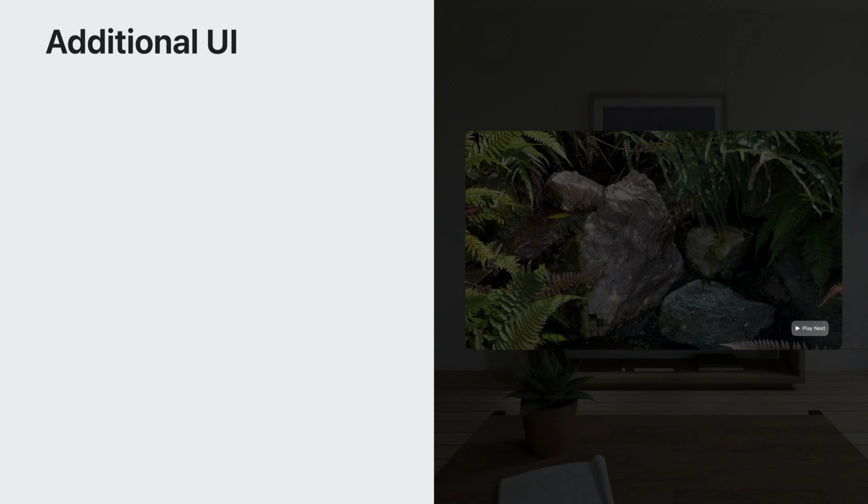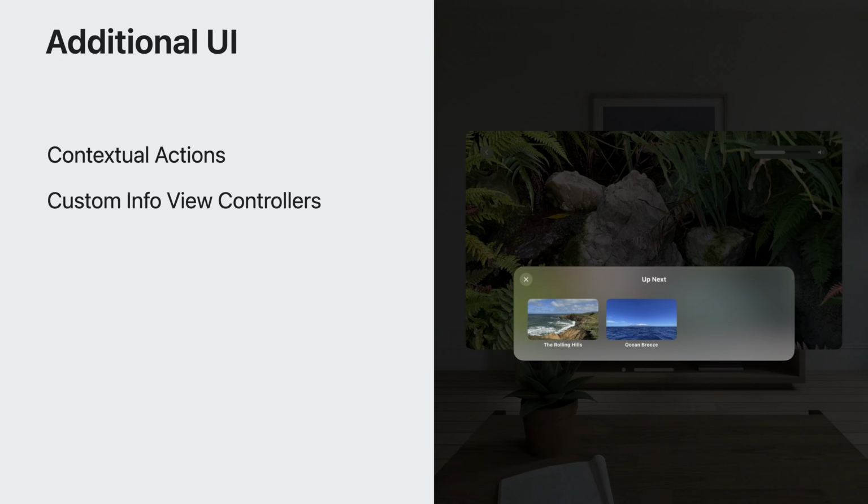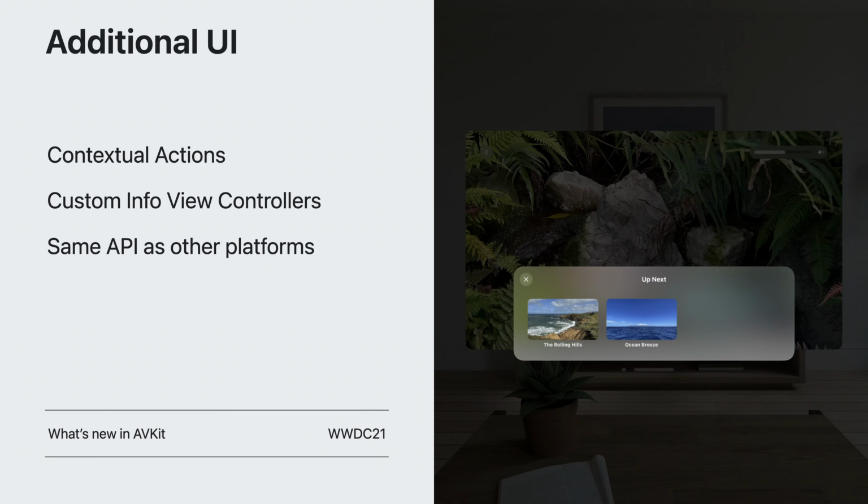There are some additional UI options commonly used by video playing apps. Contextual actions allow you to add buttons like skip intro or play next episode. They can have a title and an optional image. Custom info view controllers can be used to show metadata about the content, or to suggest related content. These APIs work the same as on other Apple platforms. Refer to this session for more details.